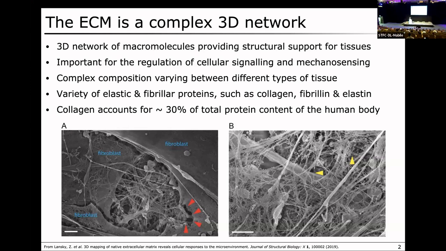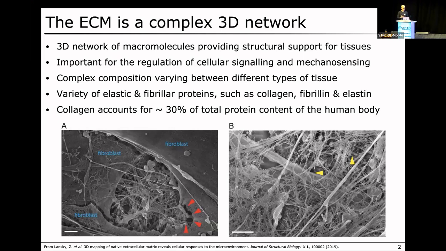So in our lab, we're mostly interested in extracellular matrix proteins. And for those of you who didn't have much exposure to the extracellular matrix, it is this complex three-dimensional network that is formed in between cells. You can see it quite nicely in these SEM images collected on fibroblast cell culture. And it's essentially a very complex three-dimensional network of large macromolecules that are important for the structural integrity of tissues, but also for regulation of cell signaling and mechanosensing.